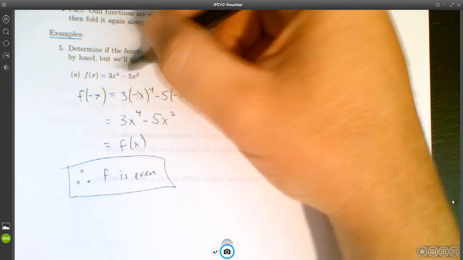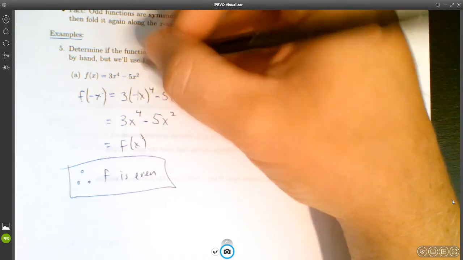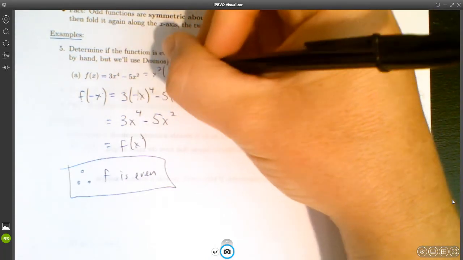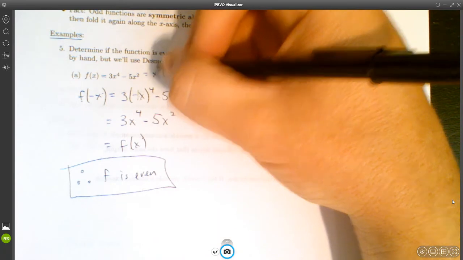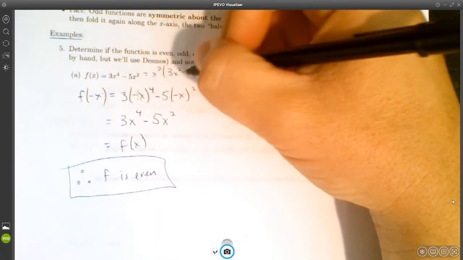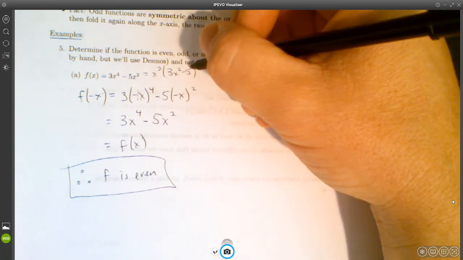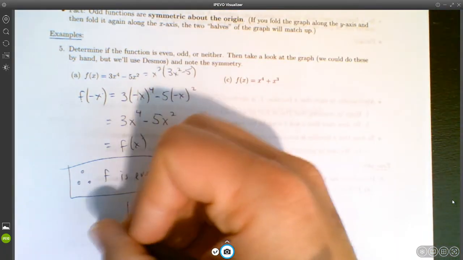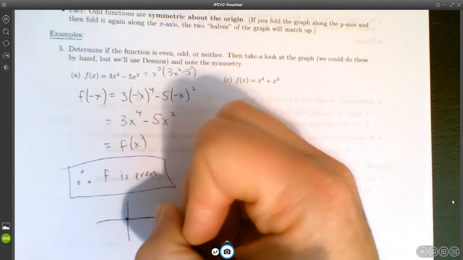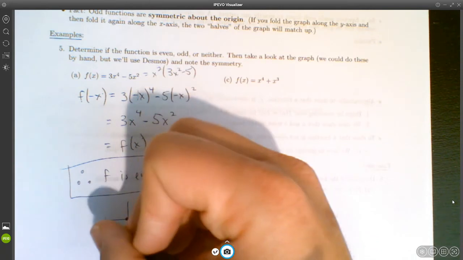And graphically, we could graph this by hand. This is just a polynomial function. This is x squared times 3x squared minus 5. So you're going to have a 0 at 0 with multiplicity 2, and then you're going to have other zeros at plus or minus the square root of 5/3. But that's definitely going to be symmetric. So you have a 0 here at 0, then you have another 0 here at the square root of 5/3, and you have another 0 over here at negative square root of 5/3.